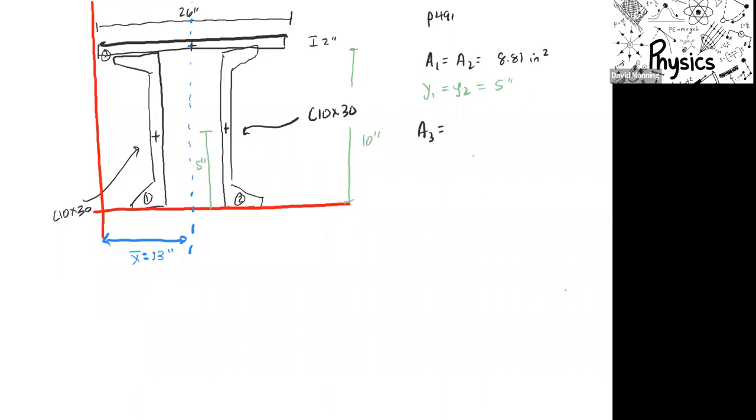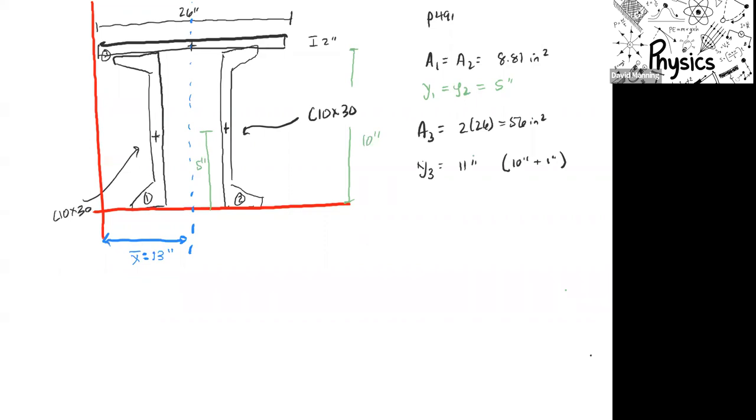Area 3 equals 2 times 28, 56 inches squared. We don't need x1 or x3 because it's symmetrical. And y3 is going to be 11 inches, right? 10 inches plus the 1 inch to the center of that shape.